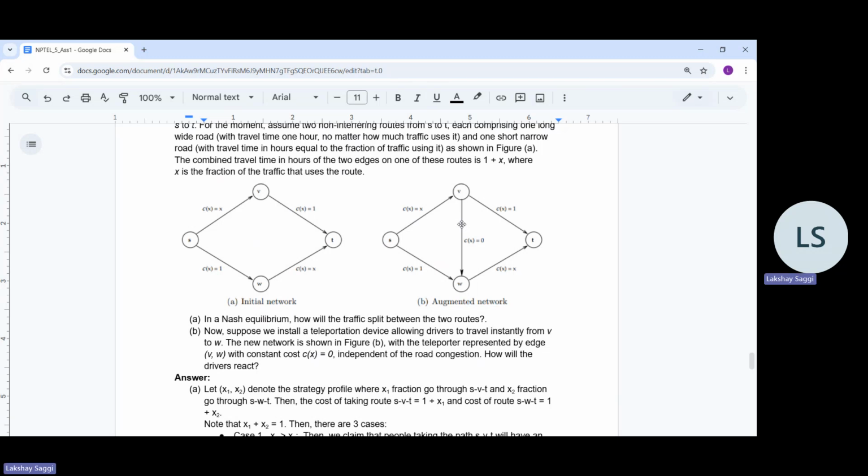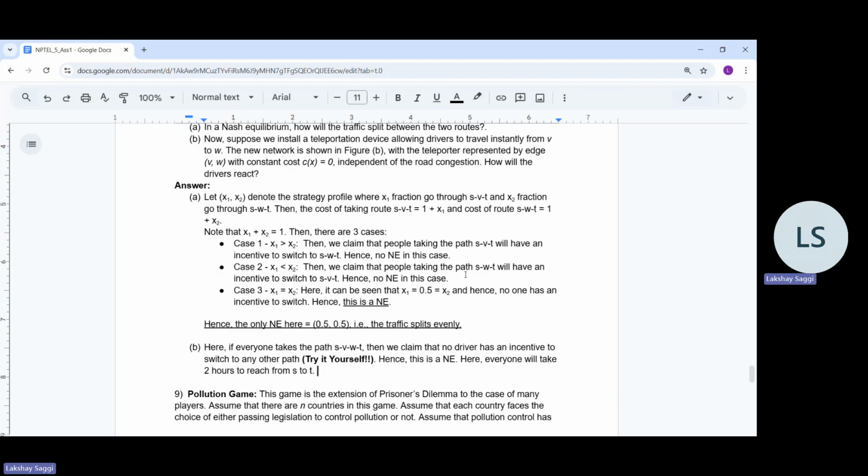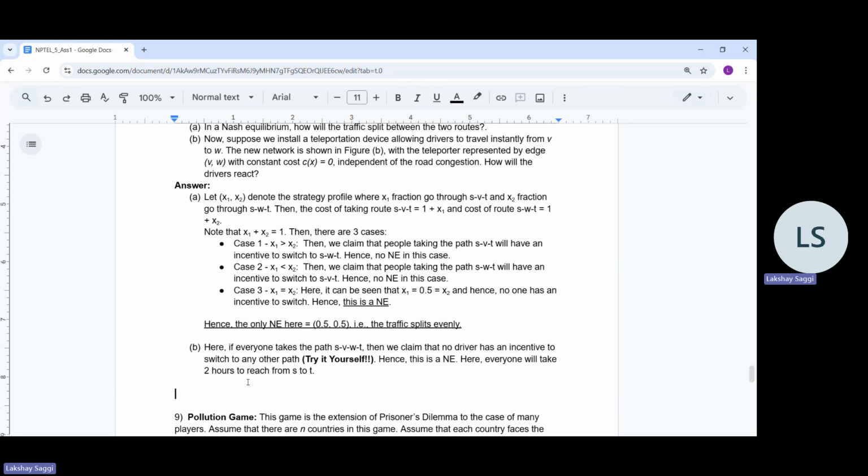But now the Nash equilibrium changes in such a way that instead of making the traffic faster, you have made the traffic slower. Everyone now takes 2 hours to reach from S to T. Initially they were taking 1 hour, but now they are taking 2 hours. And this is something which is called the price of anarchy, or whatever you can call it. I hope everyone gets what I'm trying to say here.